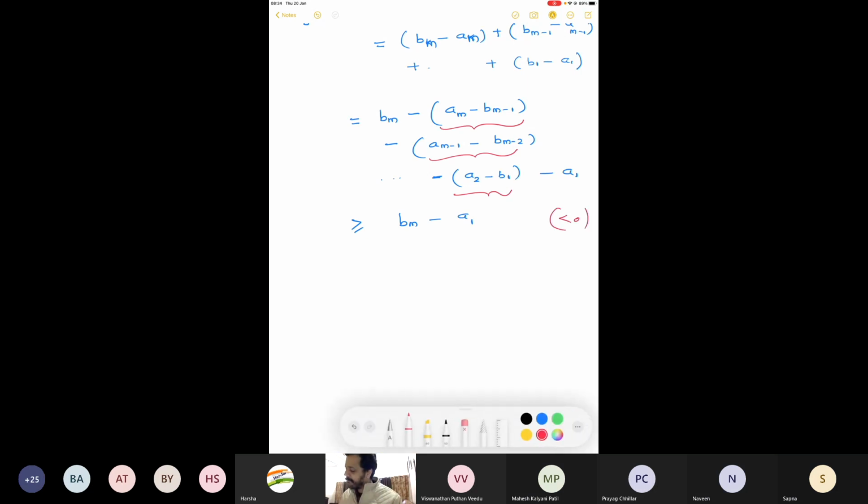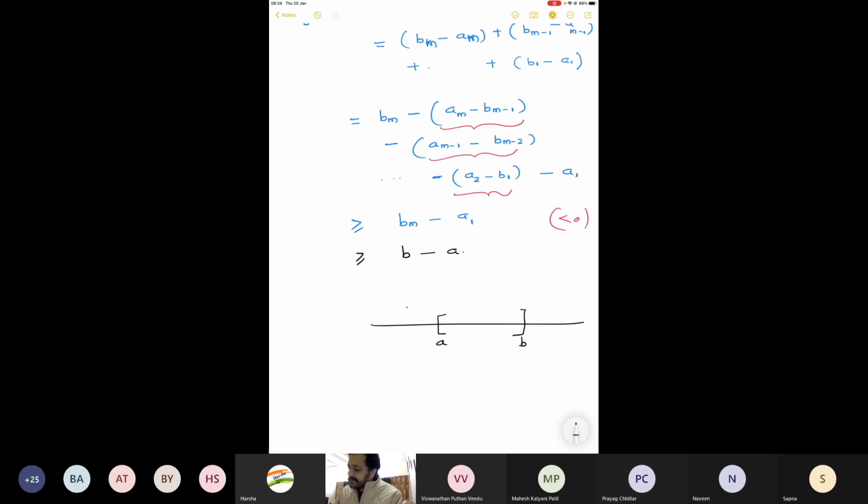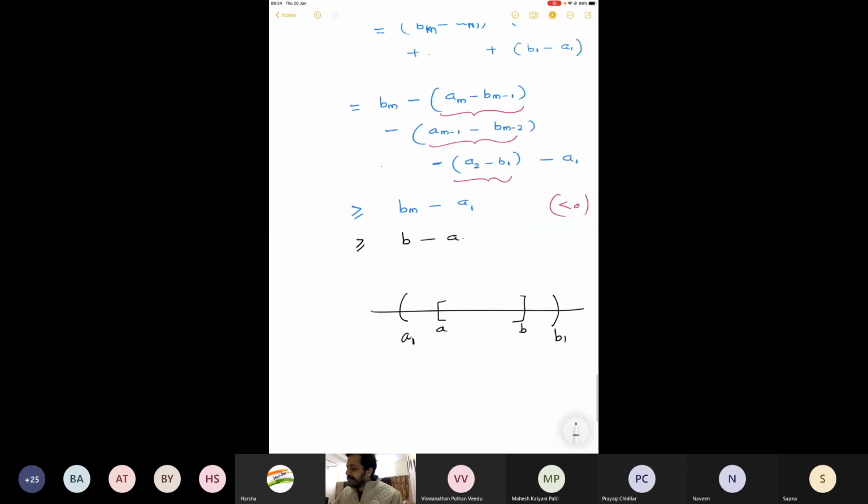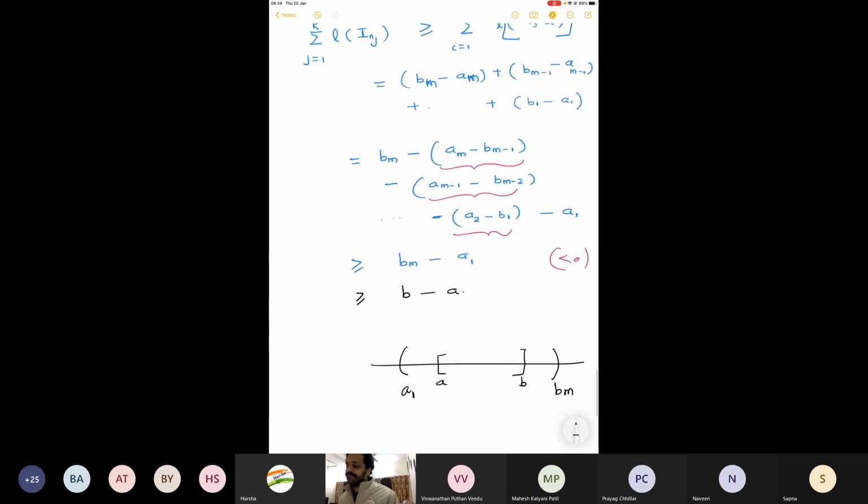And will you agree if I write this greater than or equal to B minus A? So AB was here and A1 was outside A. And when the process stops, BM will be outside B. B is less than BM. So you have this. Therefore, the length of BM minus A1 will be greater than or equal to the length of B minus A. Okay. Yes or no?